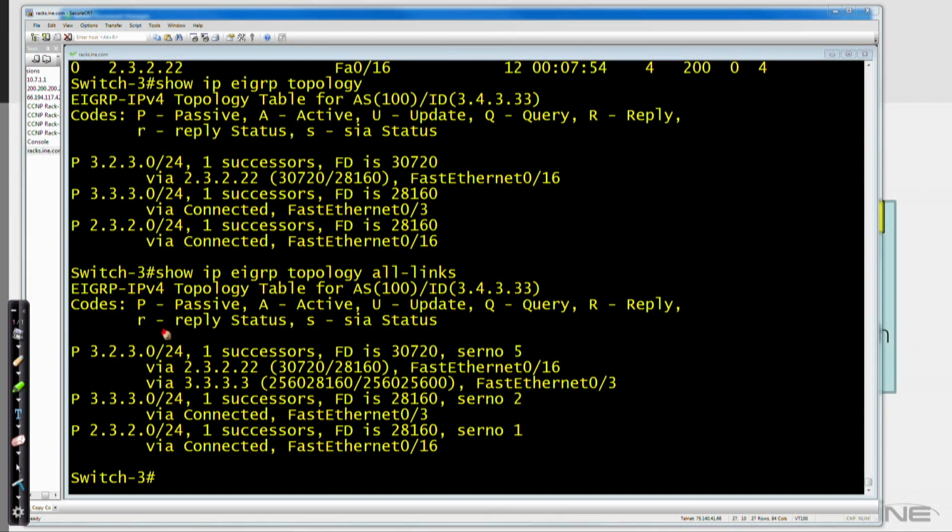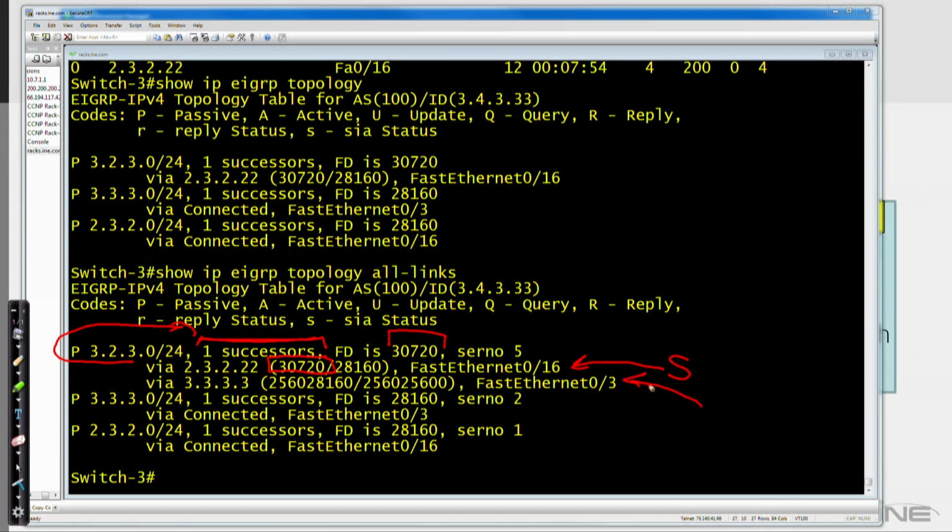So for the 3.2.3 network, it now says I have 1 successor. So I've only got 1 best path. And your successors are always at the top of the list. So this first guy right here, that is my successor. And you can see that because my feasible distance, my best distance, matches this. So that's my successor.